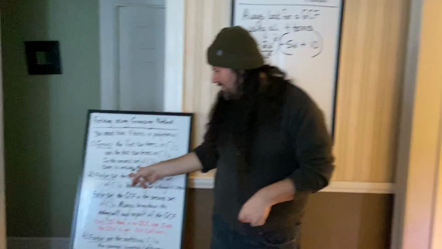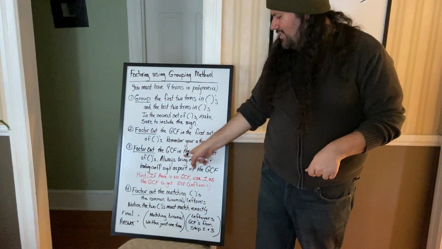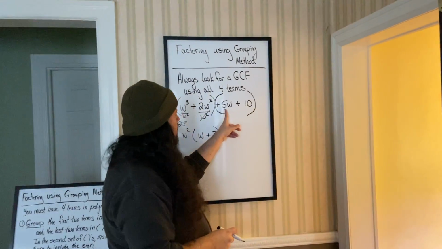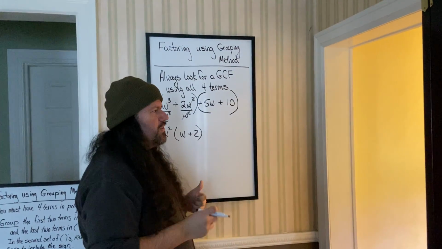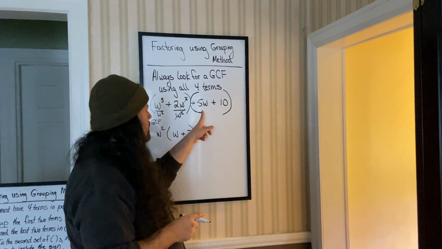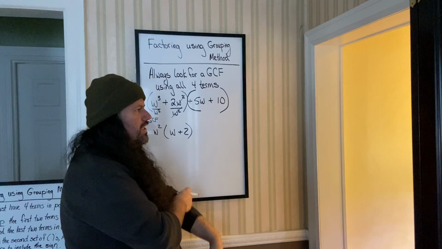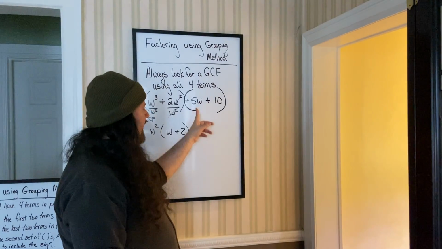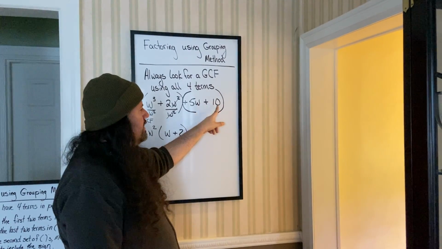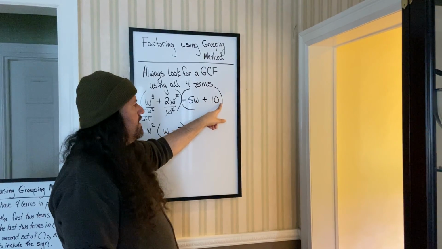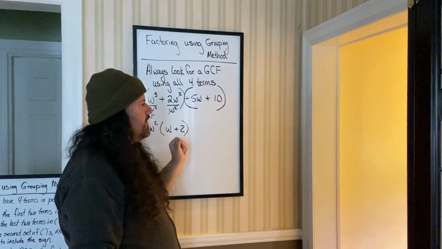Step 3 says, hey, we're going to factor out the GCF in the second set of parentheses. Okay, let's look at the second set of parentheses. Here, again, remember your A through D. Do we have matching parentheses? No, no matching parentheses. Do we have the same letter in just this set of parentheses? We have a W here, but none here. So we don't have a common variable.